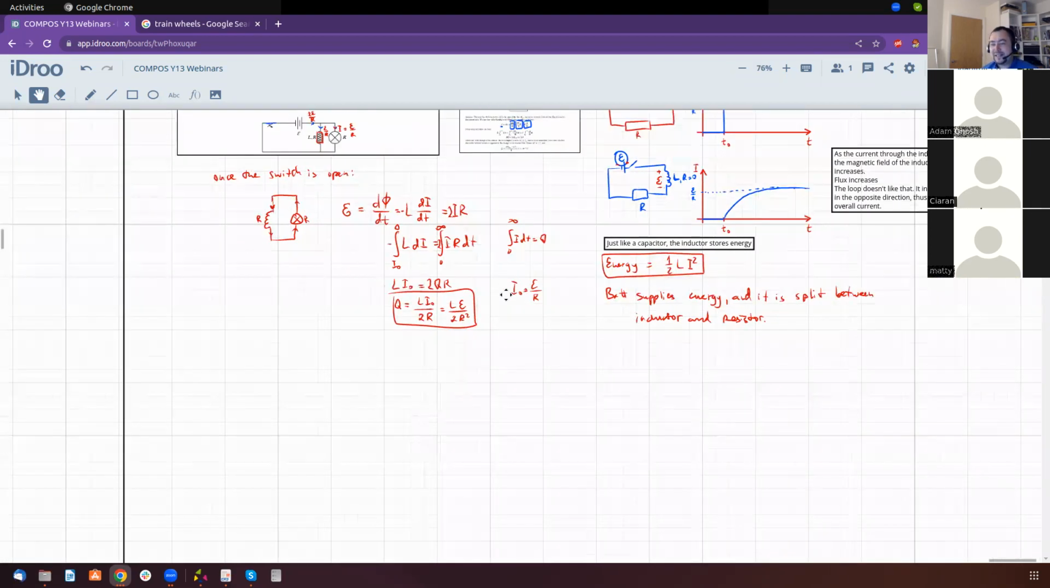Okay. Hope that helps. Hope you have a better understanding of inductors and Faraday's law and Lenz's law, most importantly.